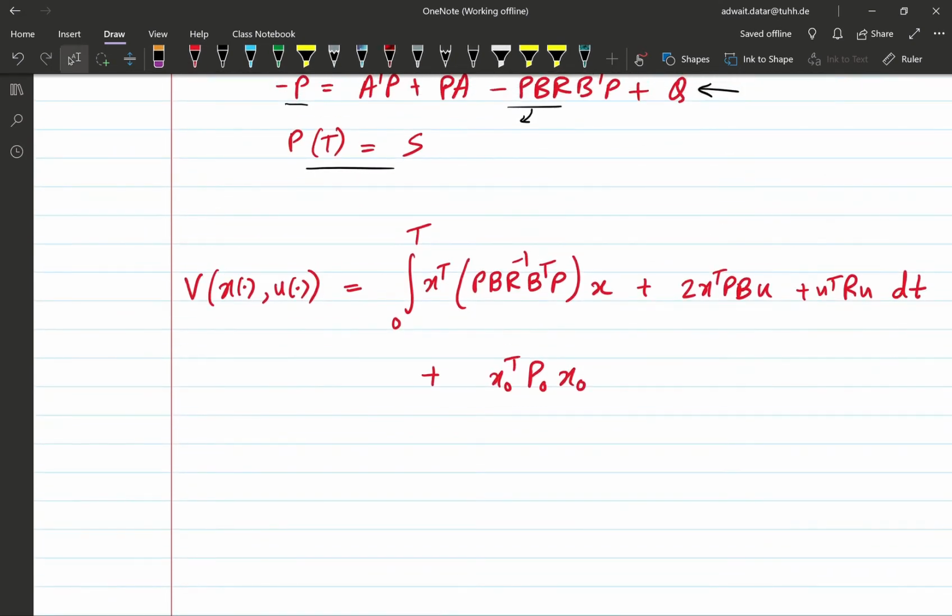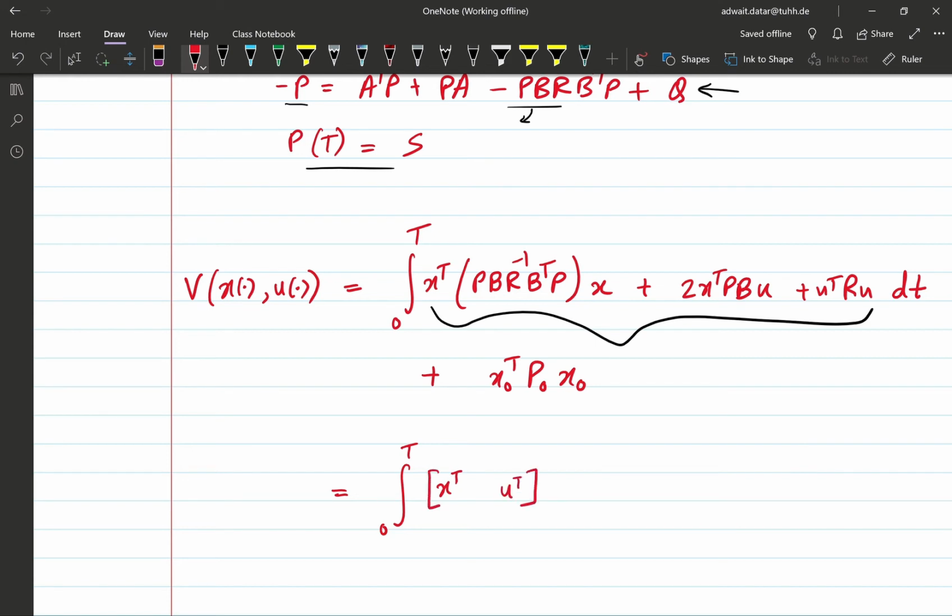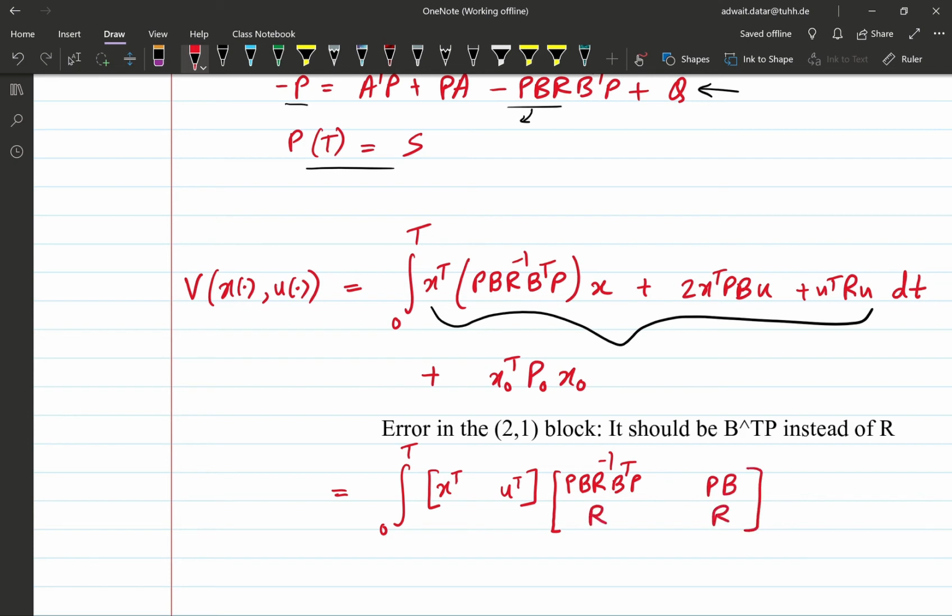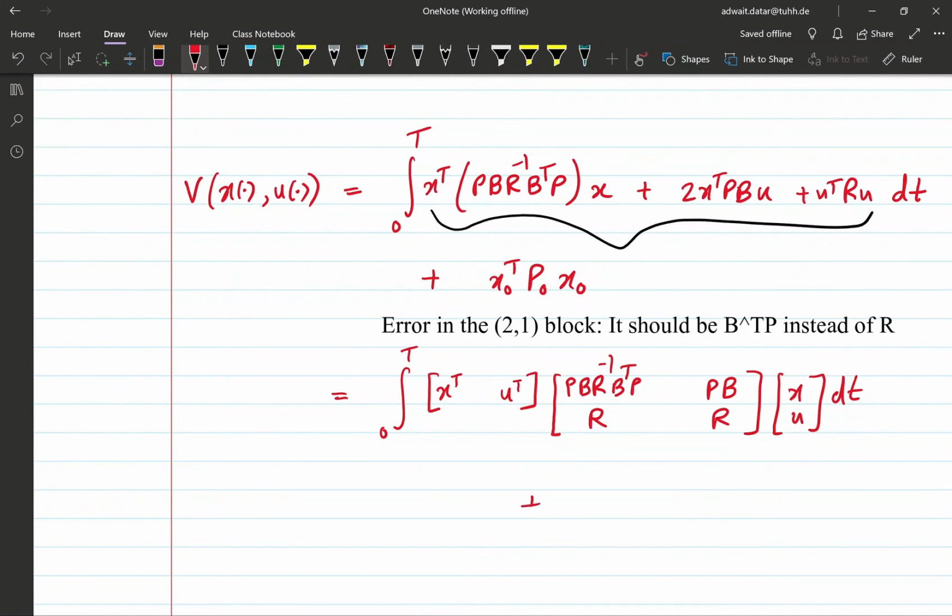Now at this point you should recognize this thing from problem 4.3 or even 4.2. We can write this thing as the integral from 0 to T of x transposed, u transposed, times the matrix with blocks P B R inverse B transpose P, P B, and R, times x and u dt, plus we still have this x0 transposed P0 x0 as it is.